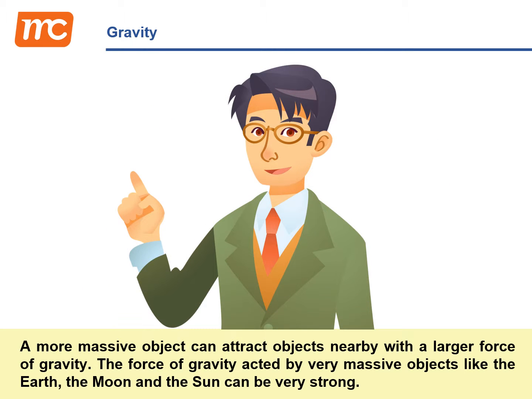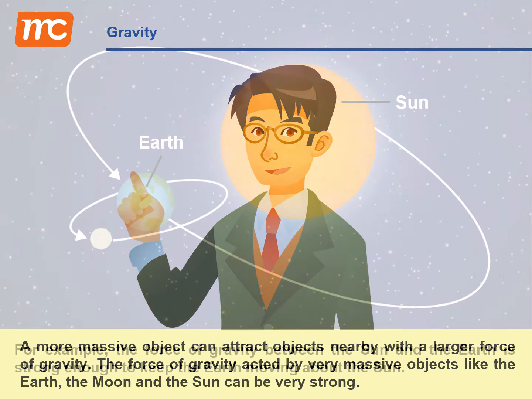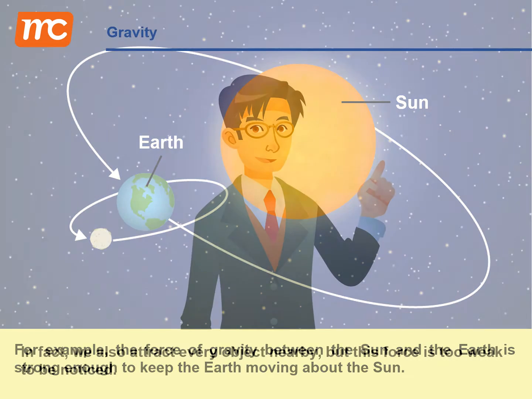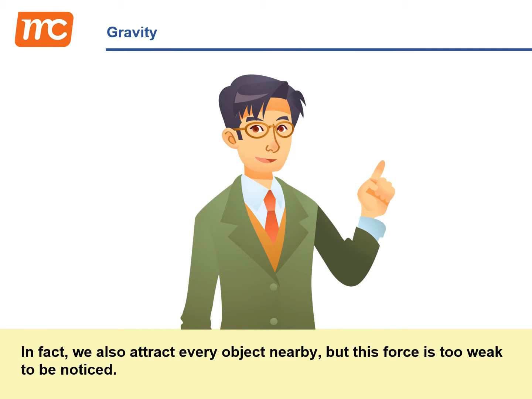A more massive object can attract objects nearby with a larger force of gravity. The force of gravity acted by very massive objects like the Earth, the Moon and the Sun can be very strong. For example, the force of gravity between the Sun and the Earth is strong enough to keep the Earth moving about the Sun. In fact, we also attract every object nearby, but this force is too weak to be noticed.